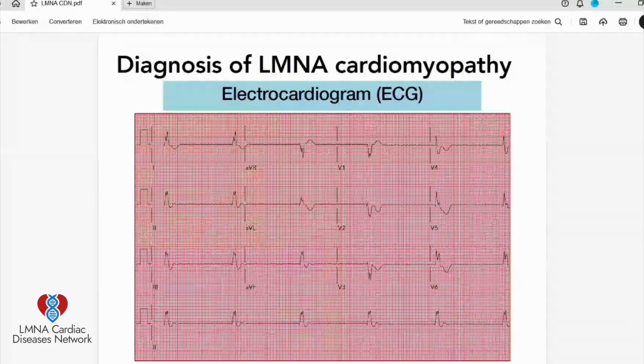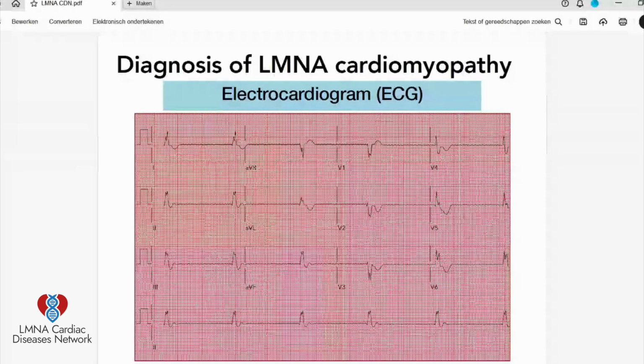So this is a sort of classic LMNA presentation in a proband, often in their 30s or 40s. And when you do an echo scan, you'll see ventricular dysfunction as well. So this sort of demonstrates all the different findings that we can see associated with LMNA. But obviously what we want to do is identify people who are at risk of this before they get to this point and instigate different treatment strategies.